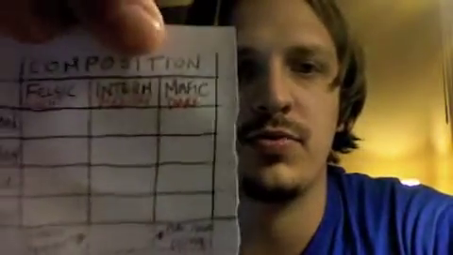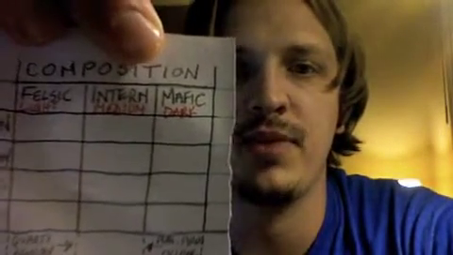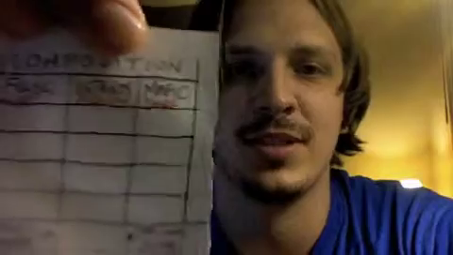We consider that intermediate. And the last one, mafic, I think of like the mafia. Mafic is dark. The mafia is dark. And so once you fill in your compositions, you should have felsic light colored, intermediate medium colored, and mafic dark colored. Okay?